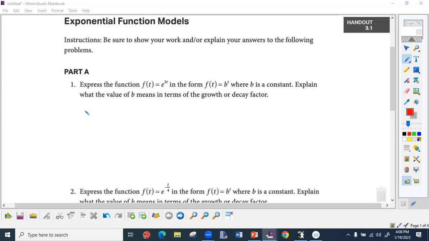So it says f of t equals e to the 3t, okay? So it says f of t equals e to the 3t.